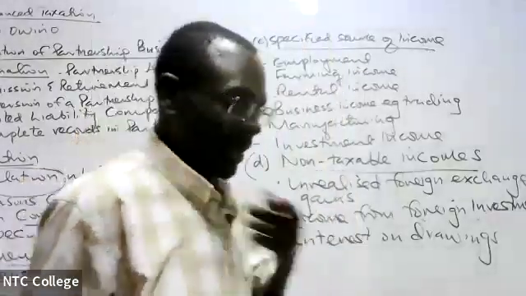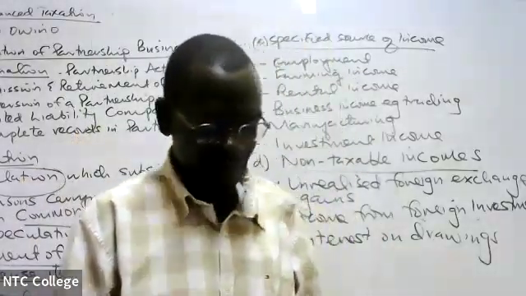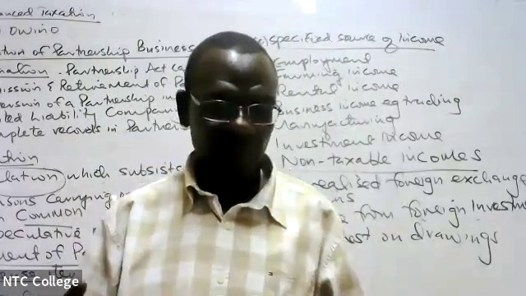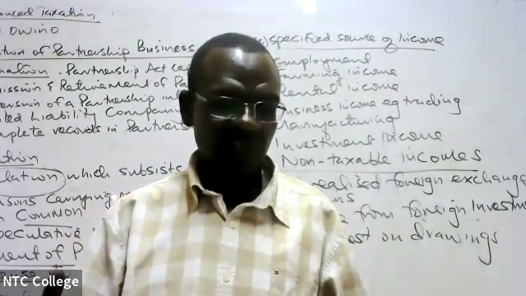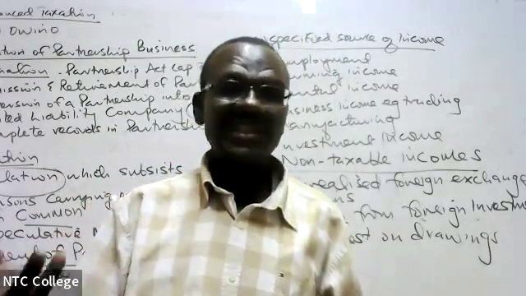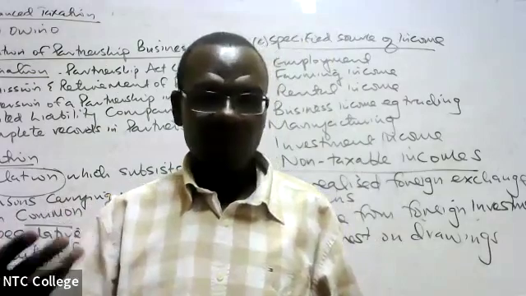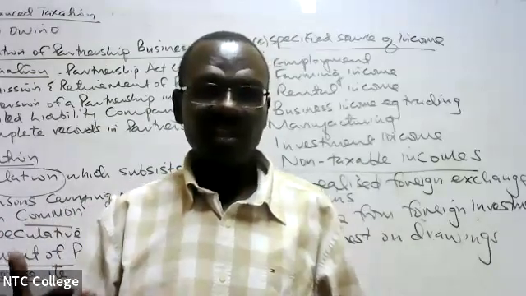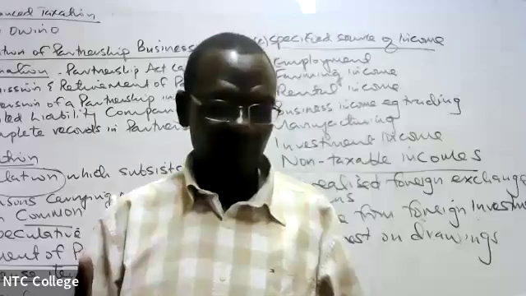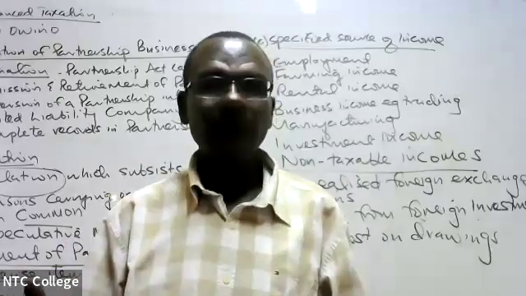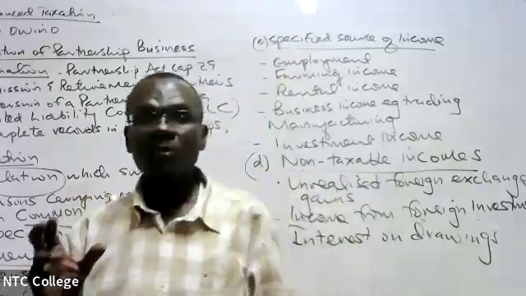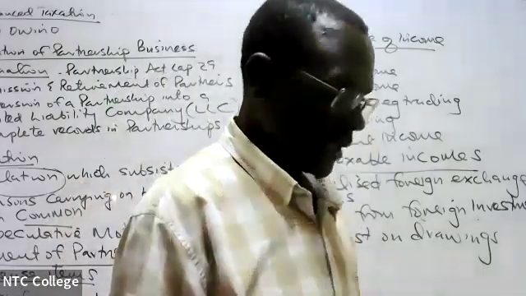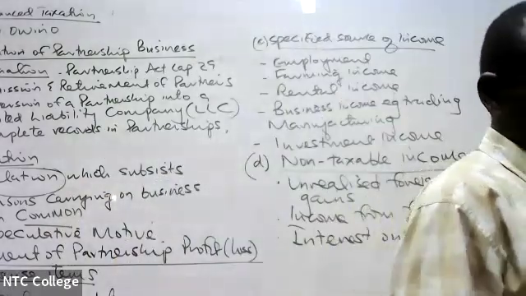Then how do we adjust for them? You add this sentence and say, specified sources of income are usually deducted from the reported profit and computed separately for tax purposes.